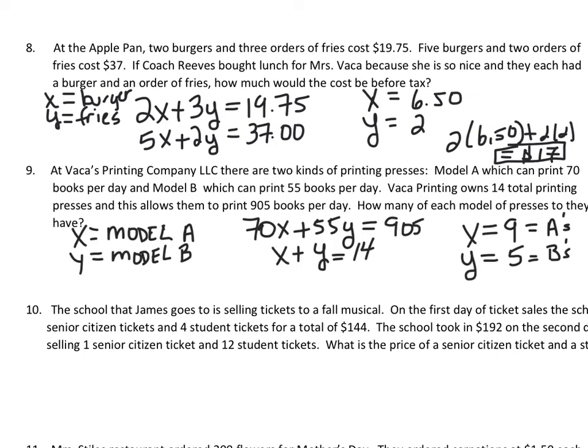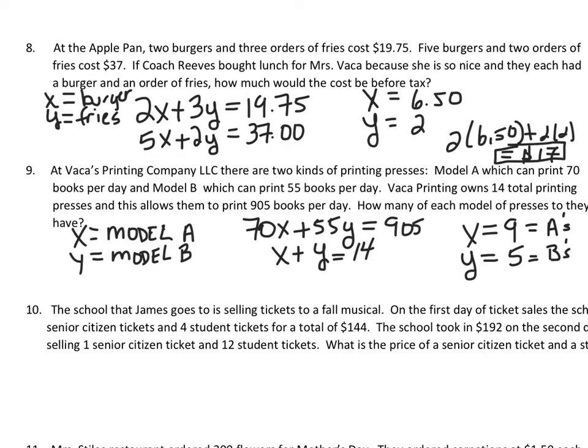All right, for the next problem, we have at Vaca's Printing Company, LLC, there are 2 kinds of printing presses. Model A, which can print 70 books per day, and Model B, which can print 55 books per day. Vaca Printing owns 14 total printing presses, and this allows them to print 905 books per day. How many of each model of presses do they have?